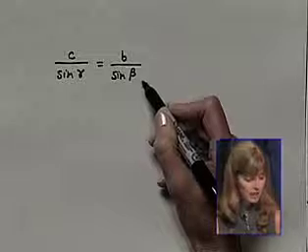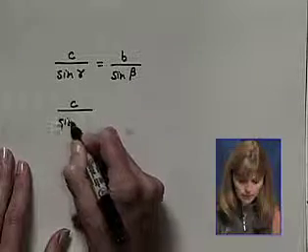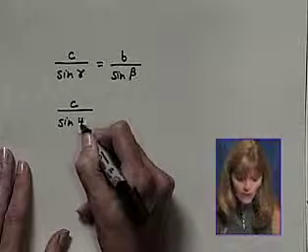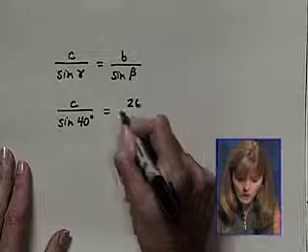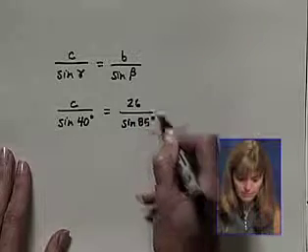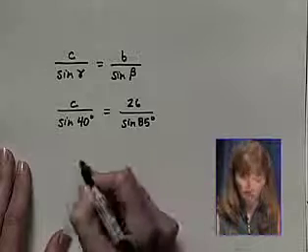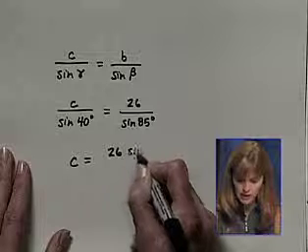Let's substitute in our known values. C is what we're going to be looking for. We're given that the angle opposite C is 40 degrees. Our B value is 26, and our beta value is 85. Again, following similar steps, we're going to solve for C by multiplying both sides of the equation by the sine of 40 degrees.